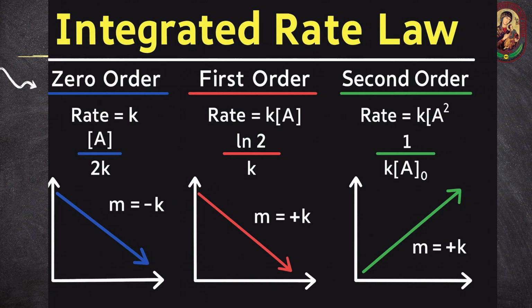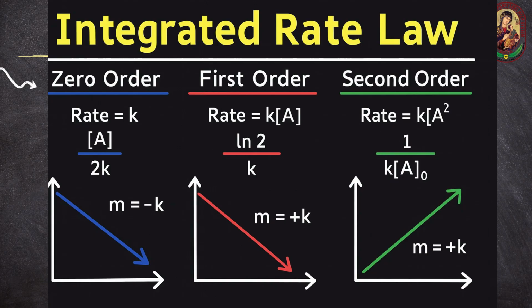Now let's take a closer look at the integrated rate law, which connects the concentration of a reactant with time for different reaction orders. Let's start with the zero-order reaction. Here, the rate of reaction is constant. It does not depend on how much reactant is left. The equation is rate equals k, and when you plot concentration versus time, you get a straight line with a negative slope equal to negative k. This means the reactant decreases at a uniform rate over time. Very typical for suspensions and photolabile drugs.